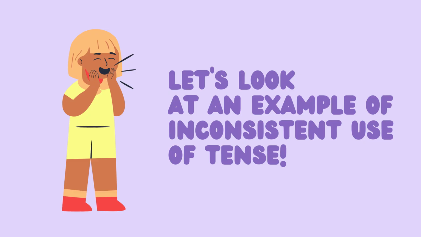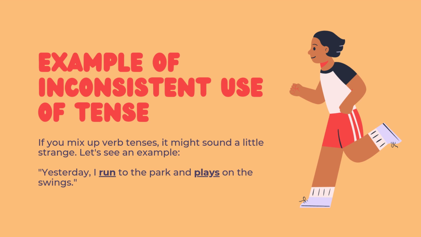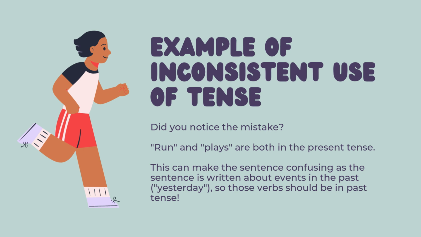Let's look at an example of inconsistent use of tense. If you mix up verb tenses, it might sound a little strange. Let's see an example. Yesterday, I ran to the park and plays on the swings. Did you notice the mistake? Ran and plays are not both in the past tense. This can make the sentence confusing, as the sentence is written about events in the past, since yesterday was mentioned in the sentence. So those verbs should be in the past tense.